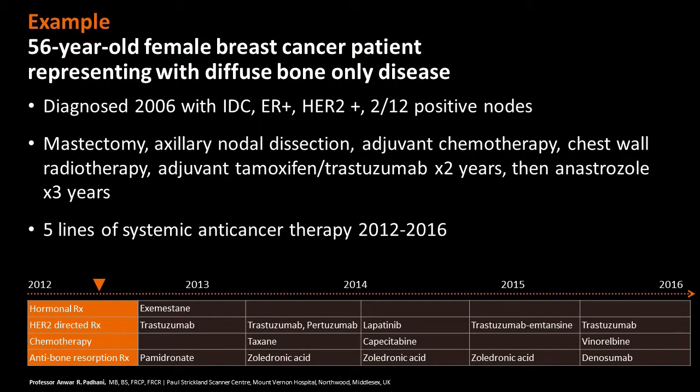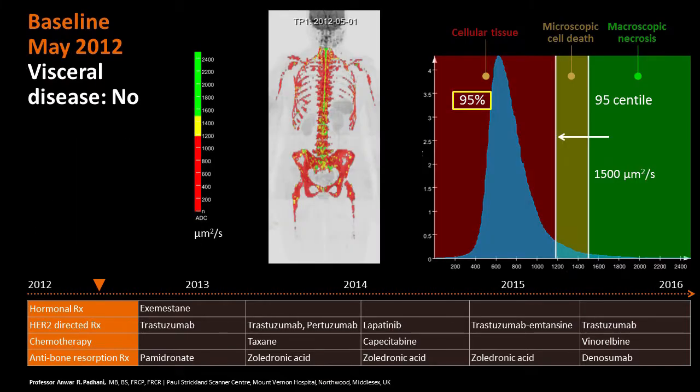Let me show you an example of a 56-year-old woman who was initially treated for breast cancer in 2006. We see her in 2012, and over the next 4 years, she receives 5 lines of anti-cancer therapy. We pick her up in May 2012. At this point, we can see that she has highly cellular tissue, and the red voxels make up about 95% of the total segmented volume.